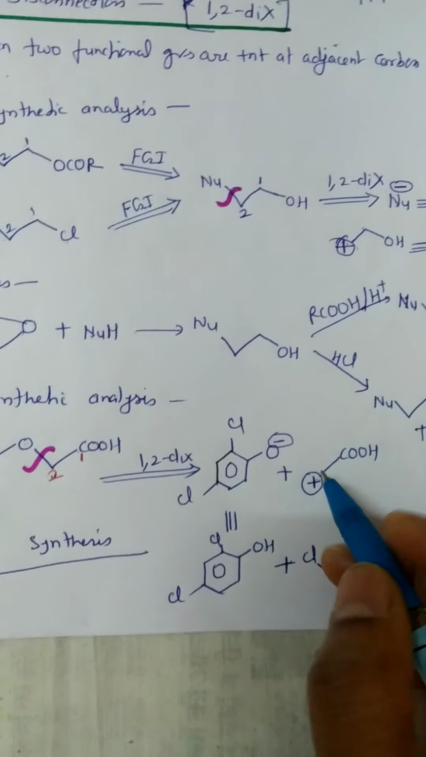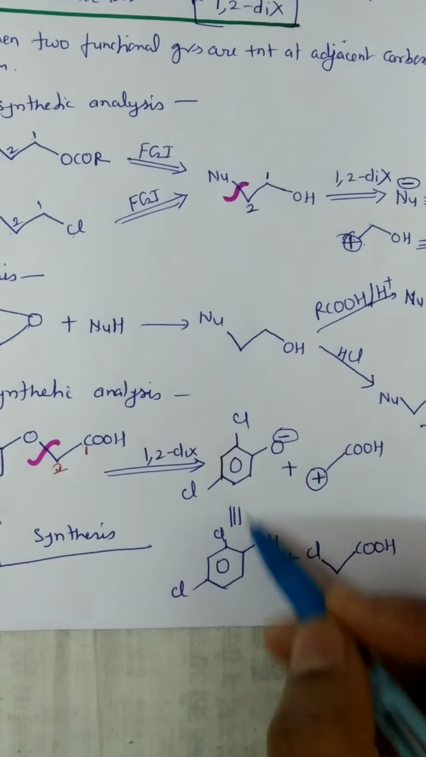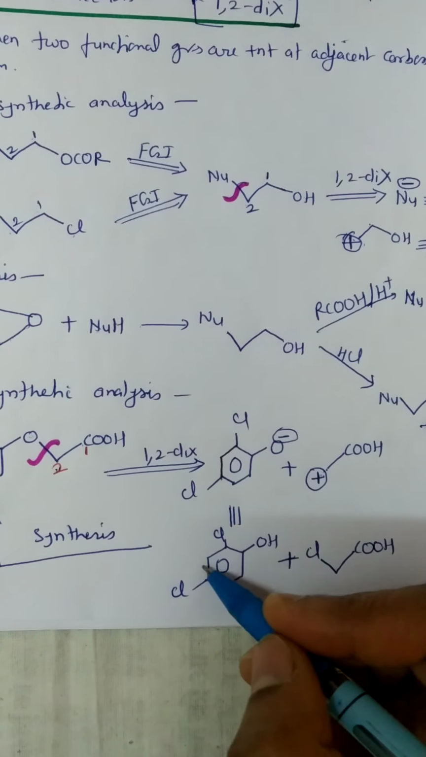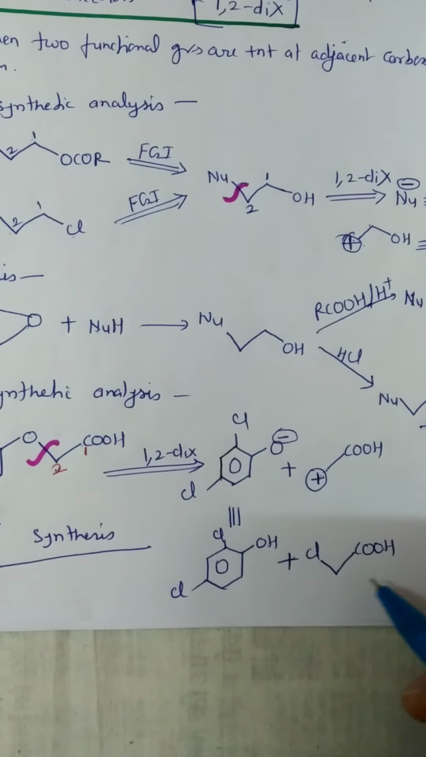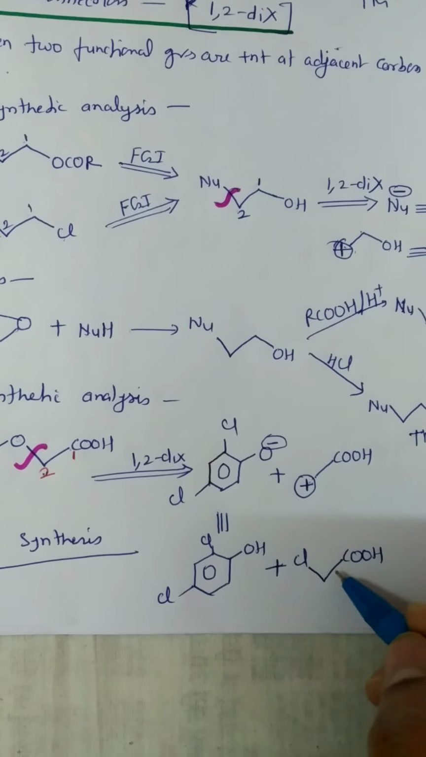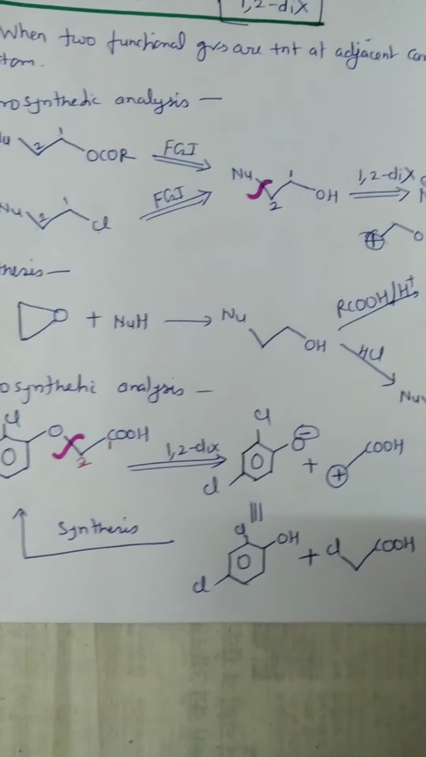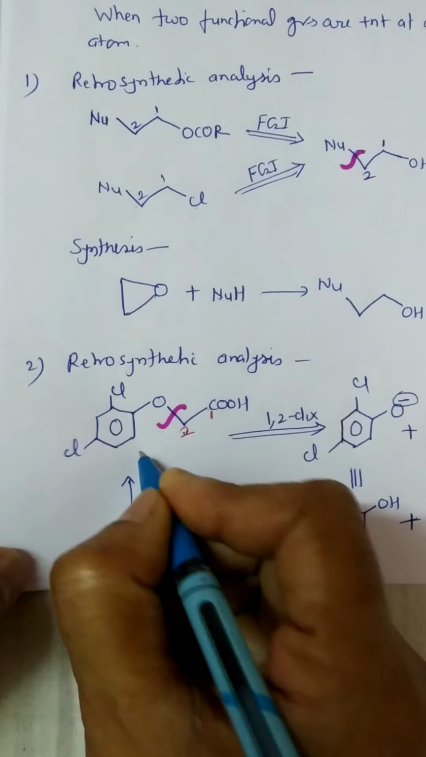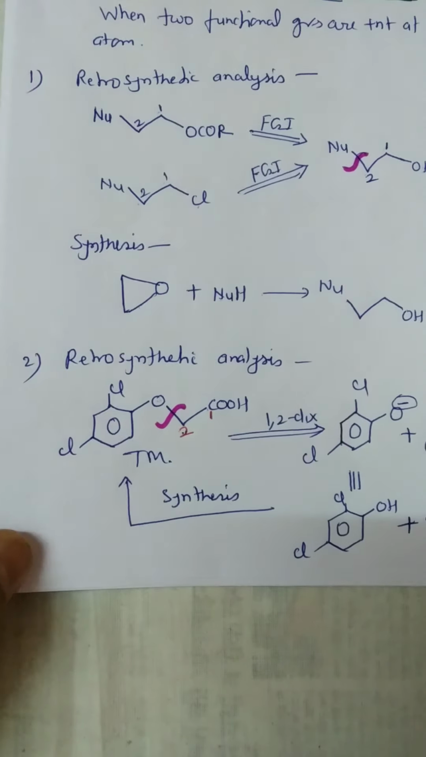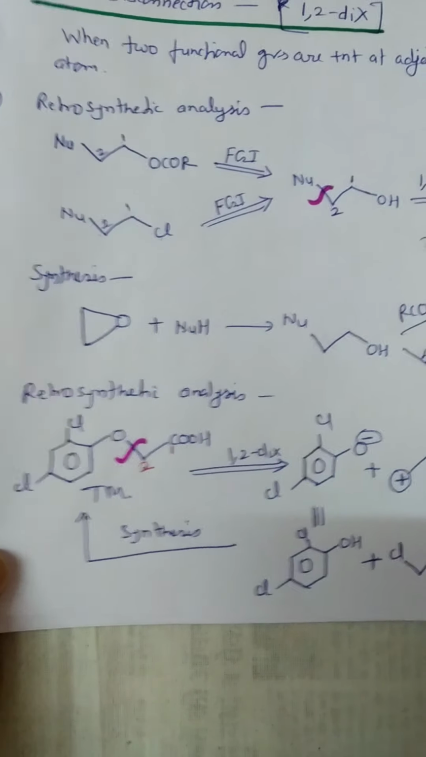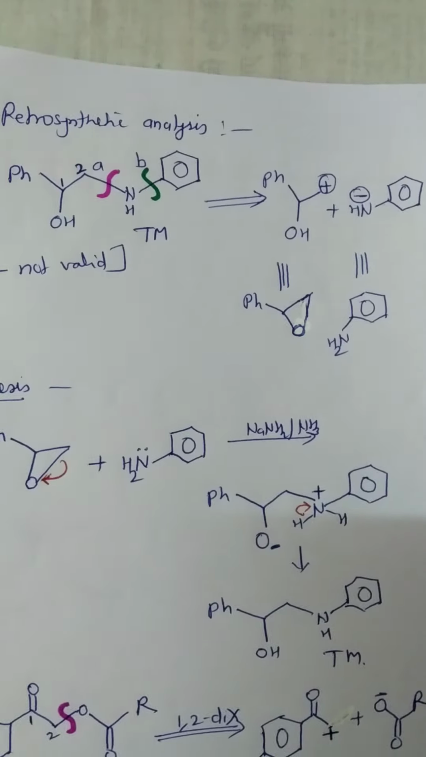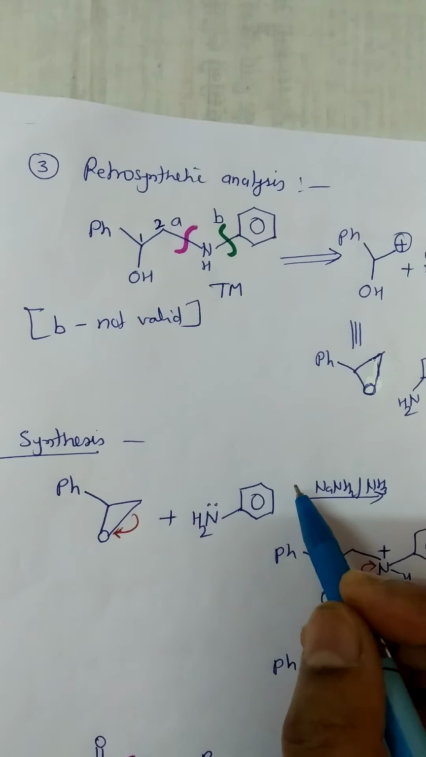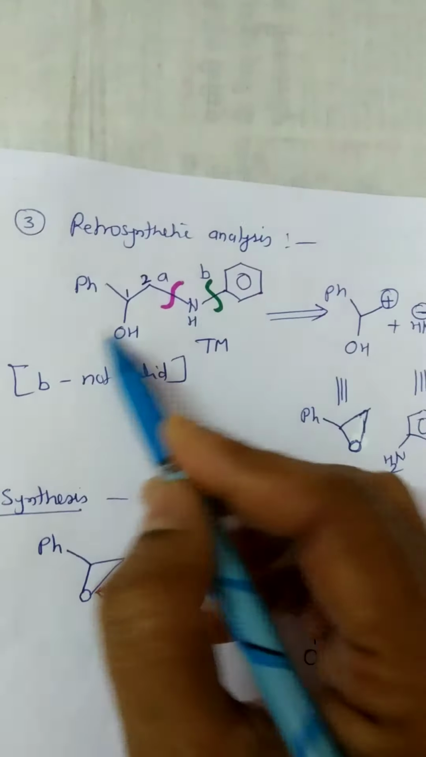The synthetic equivalents of these two synthons are this type of phenol, 2,4-dichlorophenol, and this chloroacetic acid. On combining these two synthetic equivalents, we get our target molecule, that is 2,4-dichlorophenoxy acetic acid. Now we can also take another example, retrosynthetic analysis of this type of target molecule.